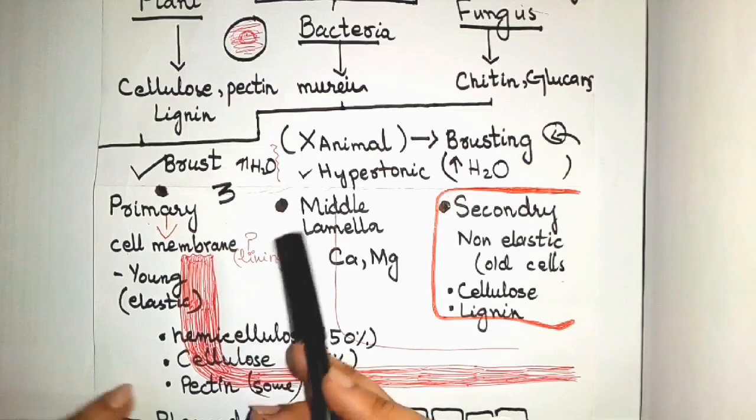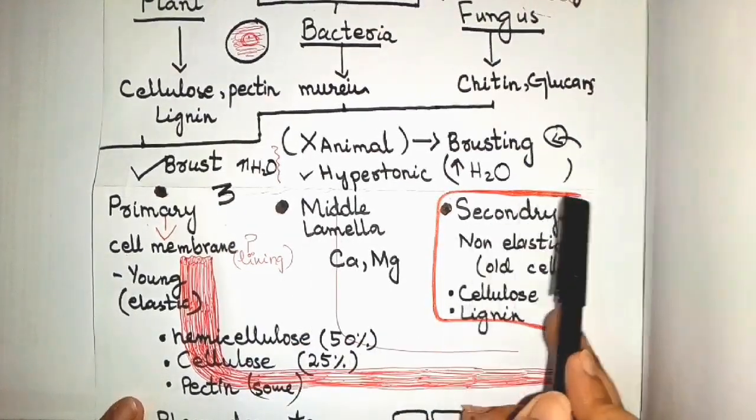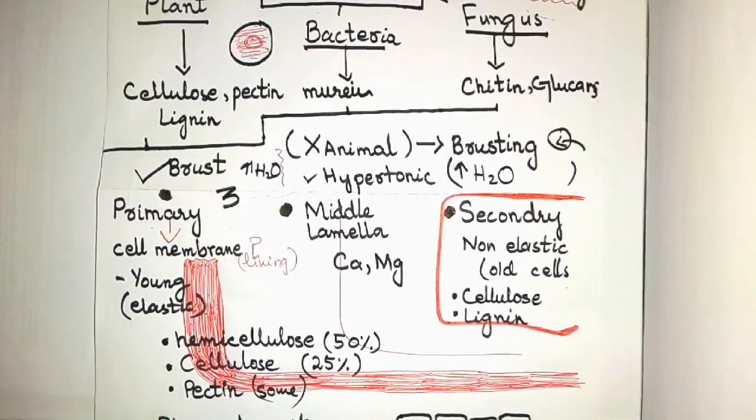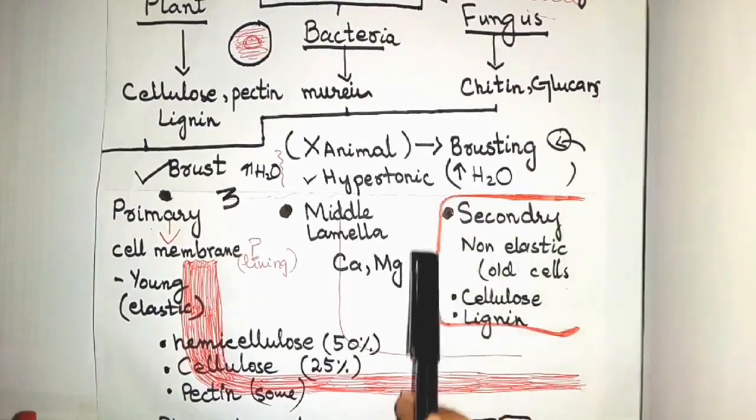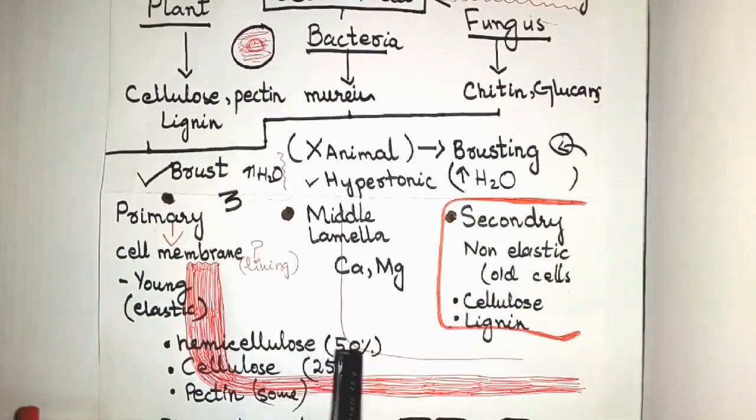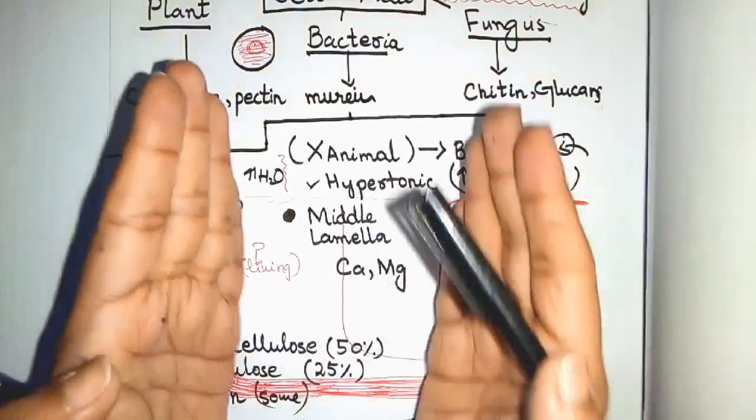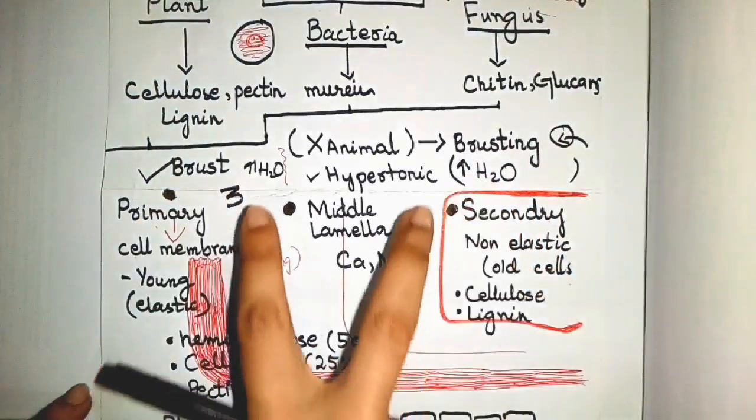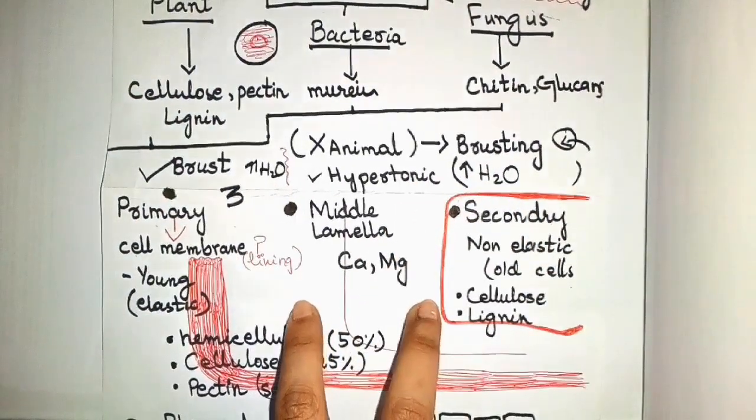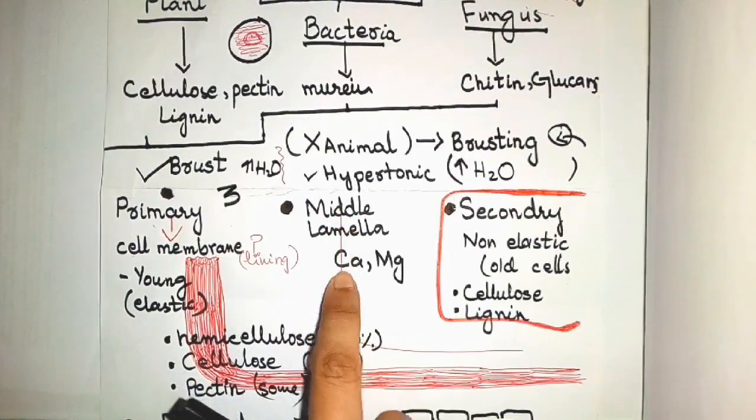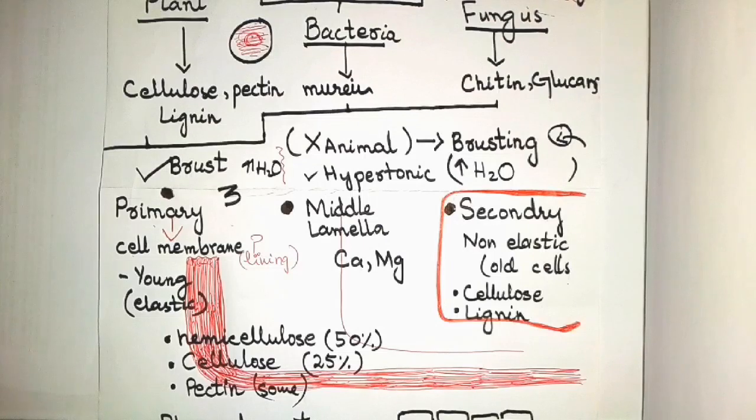Now you can see the middle part, just consider it the middle of the cell. This is the secondary portion, and this is the middle lamella. The middle lamella is present in the middle, as its name says, and it will help you memorize it. It is composed of calcium and magnesium, and of course it is very important.